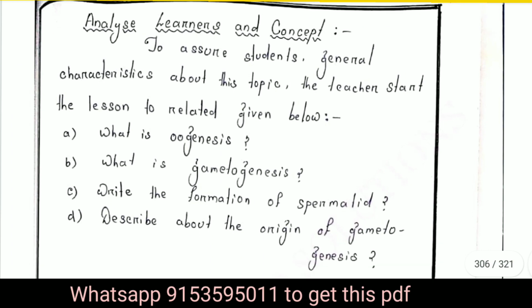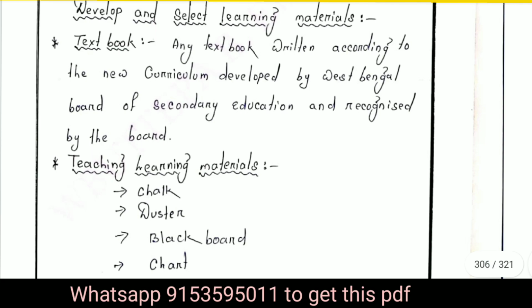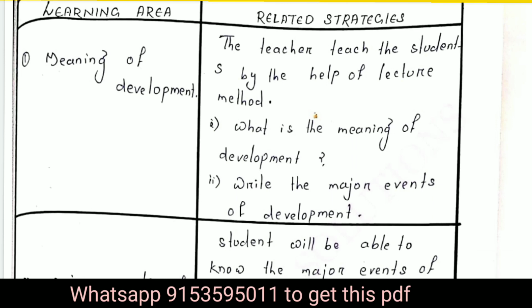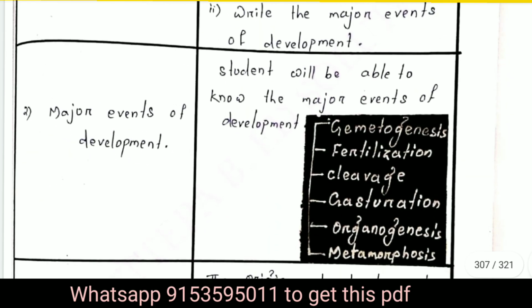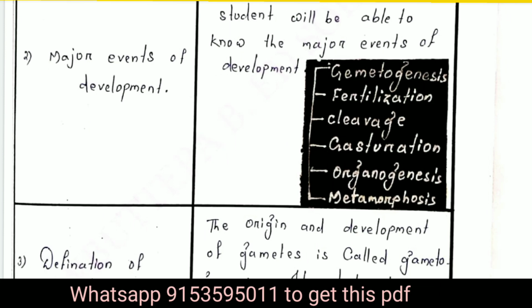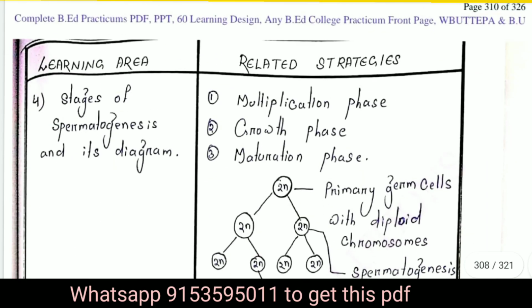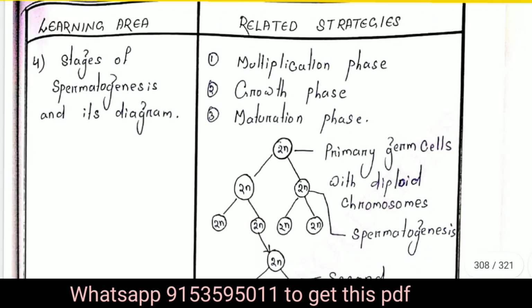Analyze learner and concept. Some questions are as follows. Develop and select learning material: textbooks, teaching learning materials. Learning area, learning strategies. Meaning of development. Major events of development, some of the blackboard work. Definition of gametogenesis: the origin and development of gamete is called gametogenesis. Learning area and related strategies: stages of spermatogenesis and its diagram.